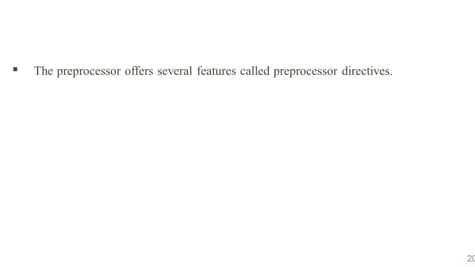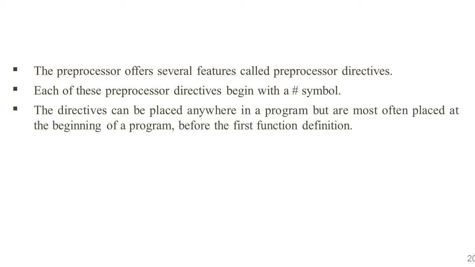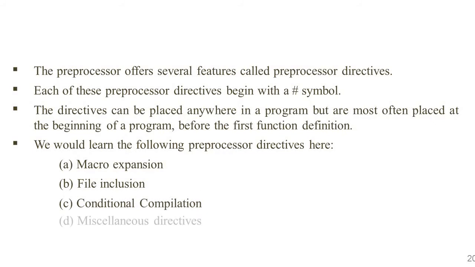So basically, the preprocessor offers various features called preprocessor directives, and each of these directives begins with a hash symbol. These directives can be placed anywhere in the program, but the most common way is to use them at the beginning of the program before the first function definition. We will learn the following preprocessor directives here: macro expansion, file inclusion, conditional compilation, and some other directives.